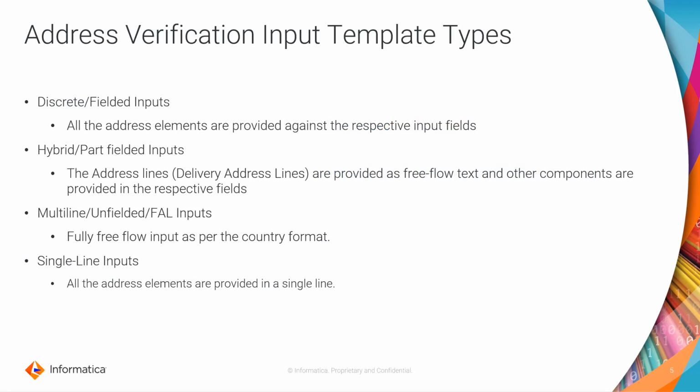Next, we will discuss what are the different input templates that are available in address verification. The first type is discrete, also known as fielded inputs. This is a type of input where each and every address element is provided to its respective input field. The second is hybrid, or known as part fielded. Here we pass the delivery service information in delivery lines and the country address line elements in respective fields.